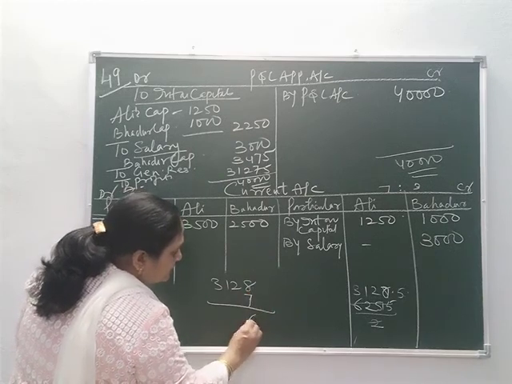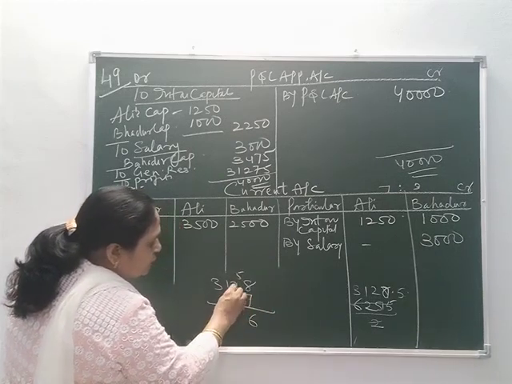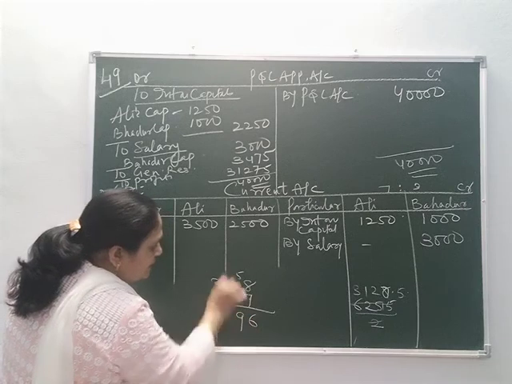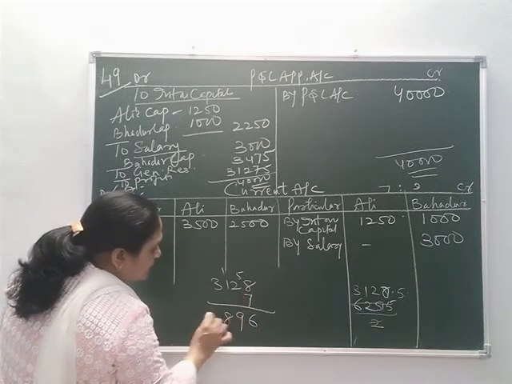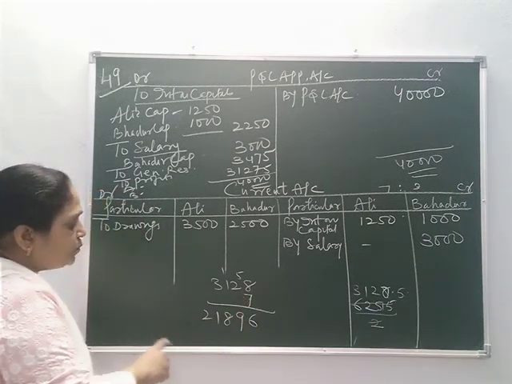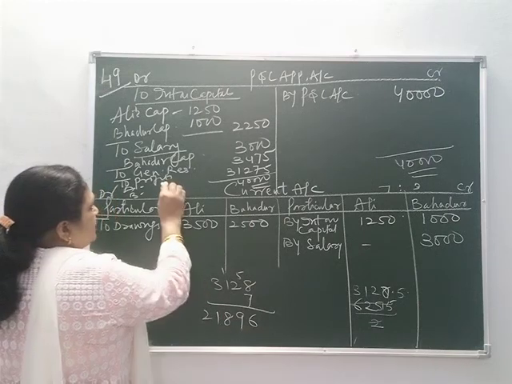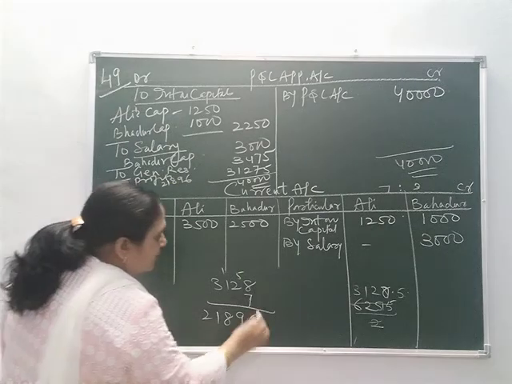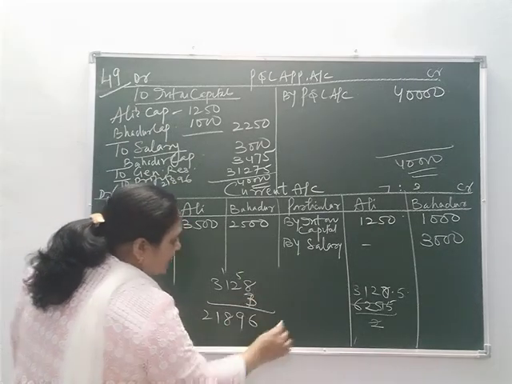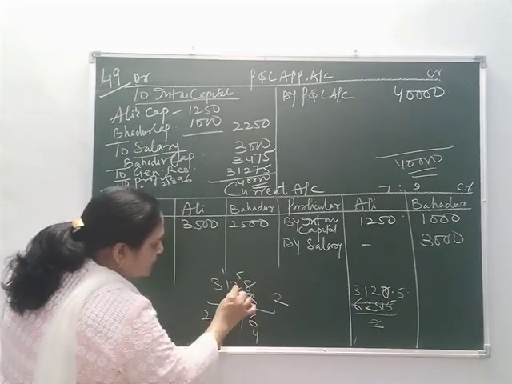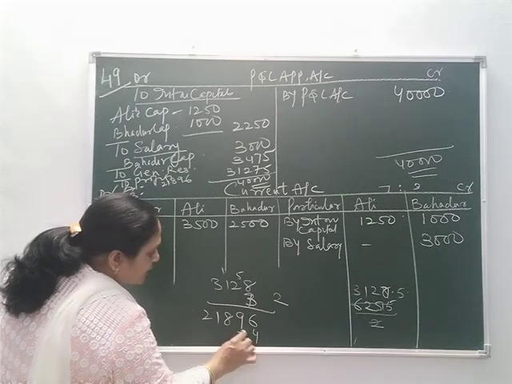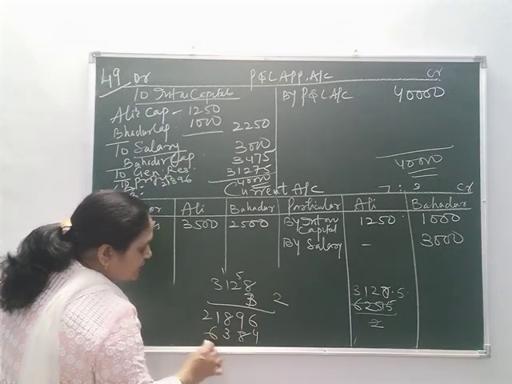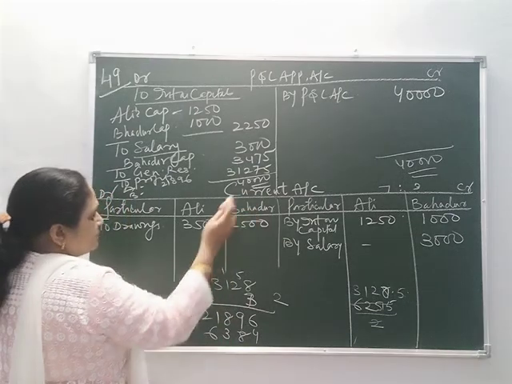7 8s are 56. 7 2s are 14 and 5 is 19. 7 and 7 and 1 is 8. 7 3s are 21. So 21896. So his share is 21896. And the remaining divide by 3. 3 8s are 24. 3 2s are 6 and 1 is 7. 3 1s are 3. 3 2s are 6. 6384.